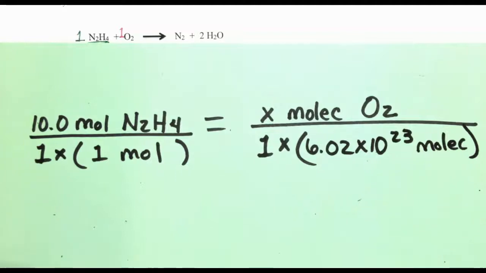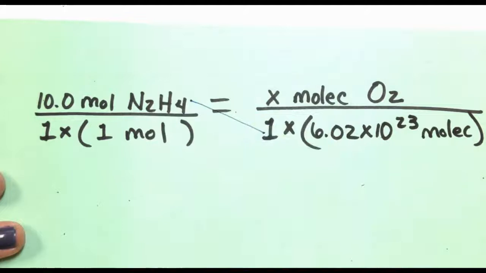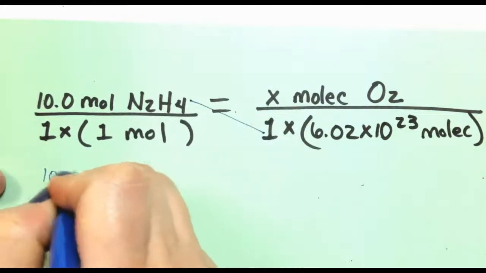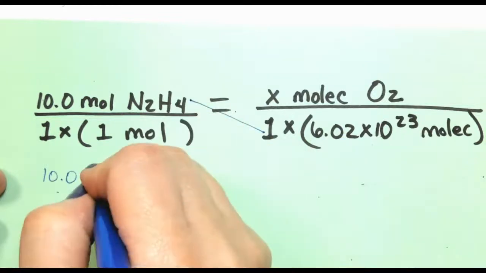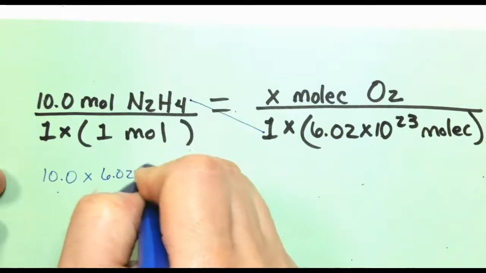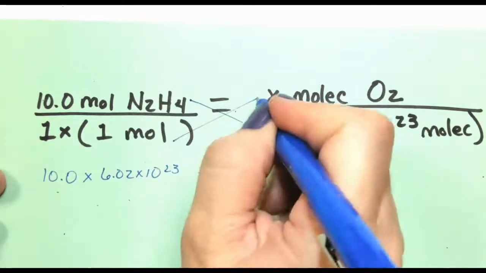Now we can solve our proportion, so we're going to start with this times this, so we'll write 10.0 times, and then 1 times Avogadro's number is just 6.02 times 10 to the 23rd equals, and now it's going to be this times this.